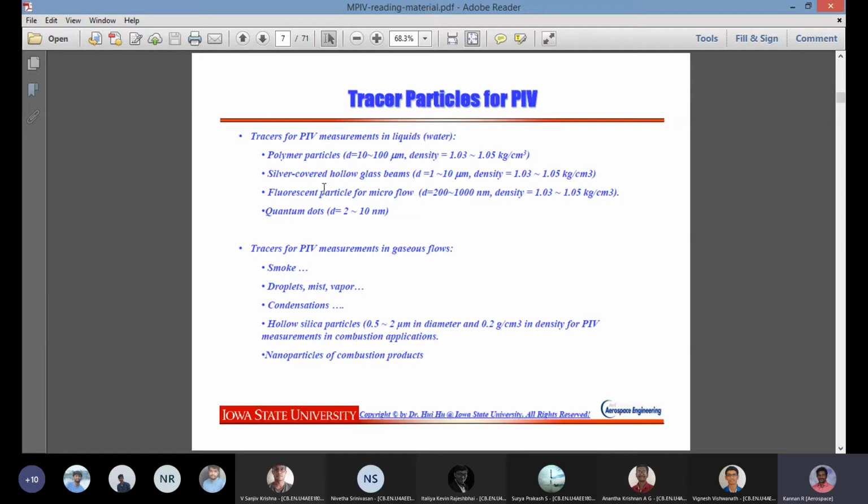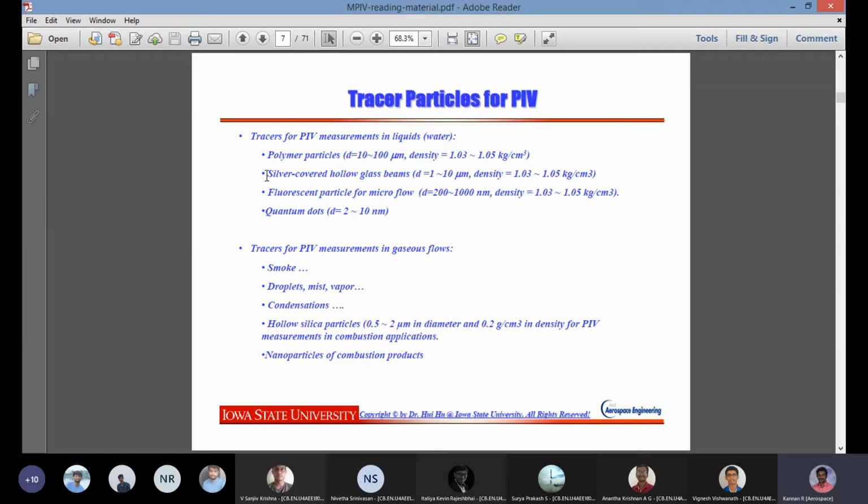So what are the tracer particles for PIV? For liquids, if you want to do an experiment, they used to use polymer particles. Basically the size is going to be 10 to 100 micrometer, and the density is going to be 1.013 to 1.015. While choosing polymer particles, you have to be very careful, because sometimes in some experiments we buy balls and if you put them in water, they enlarge and even burst. So it should not react with water and it should not bulge up.